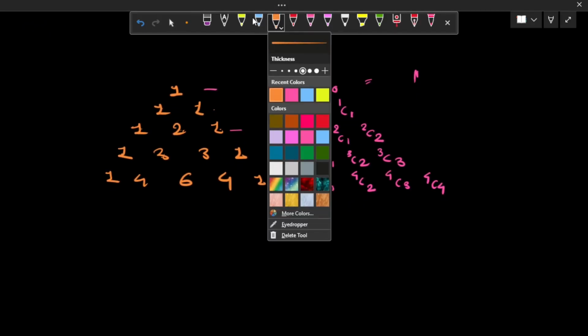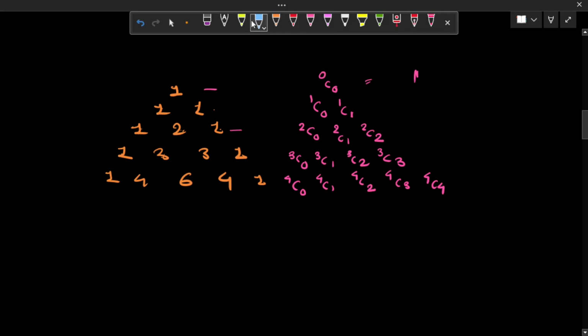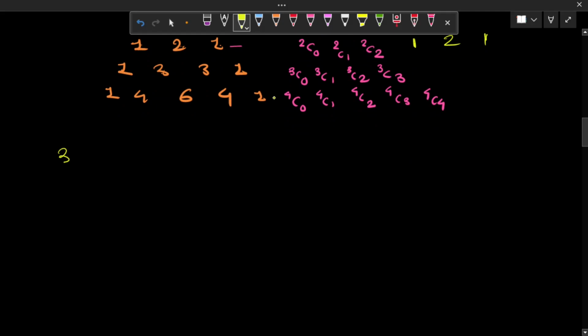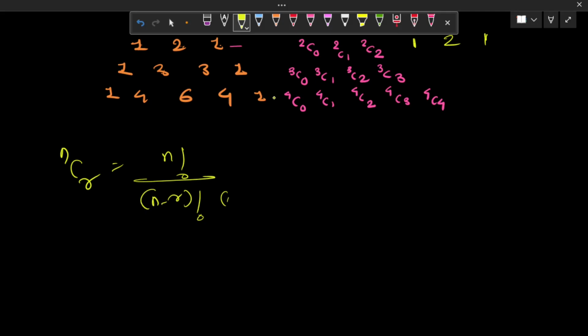Now what is 0C0? It is 1. 1C0 is 1, 1C1 is 1, 2C0 is 1, 2C1 is 2 and 2C2 is 1. Now we'll just calculate this. What is 3C0? This is nothing but nCr, which is n factorial divided by n minus r factorial multiplied by r factorial.